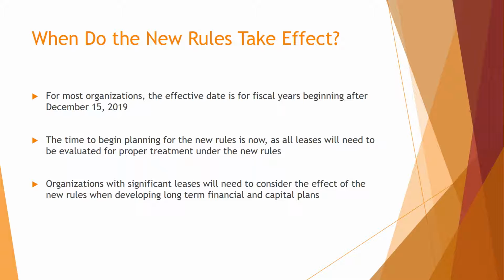The good news, as I suggested before, is that for most organizations, the effective date is for fiscal years beginning after December 15, 2019. Public companies have an earlier implementation date, but for a nonprofit organization, most likely you're going to be looking at your first fiscal year after December 15th, 2019. So if you are a December year end, you're looking at December 31st, 2020 as the time for implementation. And if you are a June year end, you are looking at June 30th, 2021.